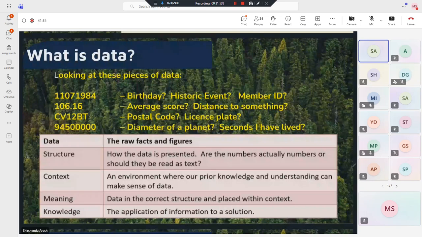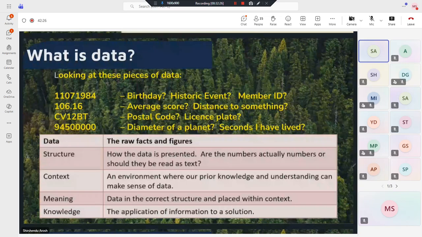Third is the meaning of data: is the data in a correct structure and placed within the context or not? As per the meaning, it should be on the proper place with the proper structure, and if there is some error, that should also be understandable. And finally, for what reason are you giving me this particular data? That is the knowledge part, the application of the information. If I get this data and understand the structure and the context, what am I supposed to do with it? That is also very important to understand.